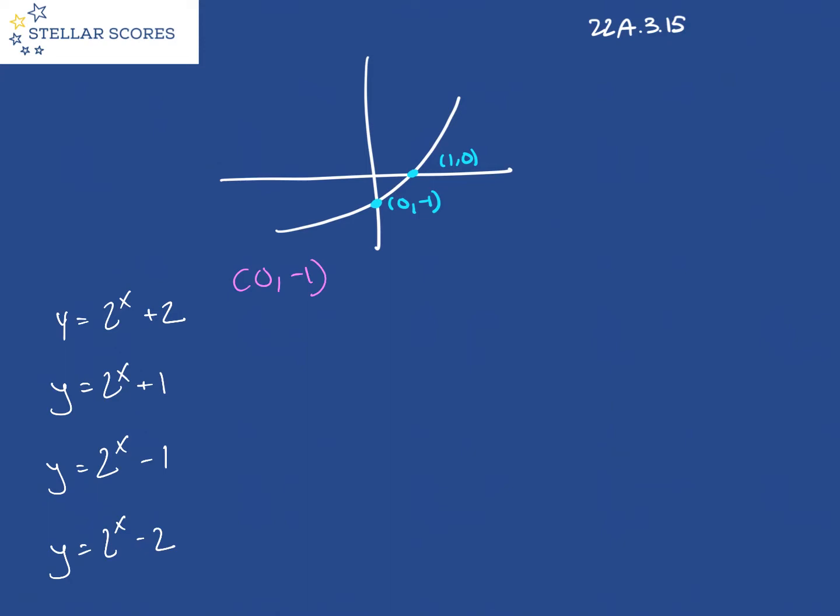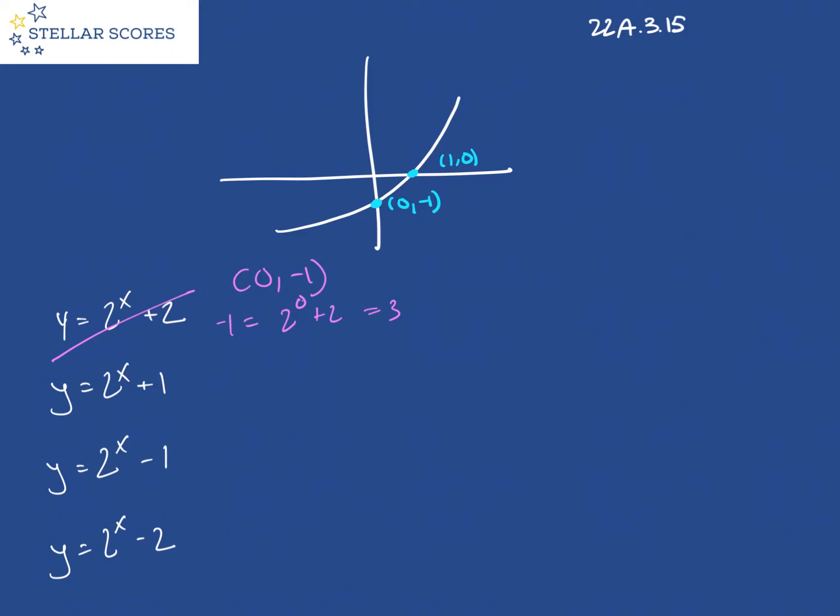So when x is 0, 2 to the x is 2 to the 0. Remember, any number to a 0 power is 1. So we've got 2 to the 0 plus 2, so that's going to be 1 plus 2, which is 3. And this is supposed to be equal to -1, right? That's the y value. -1 is not equal to 3, so therefore this equation doesn't work.